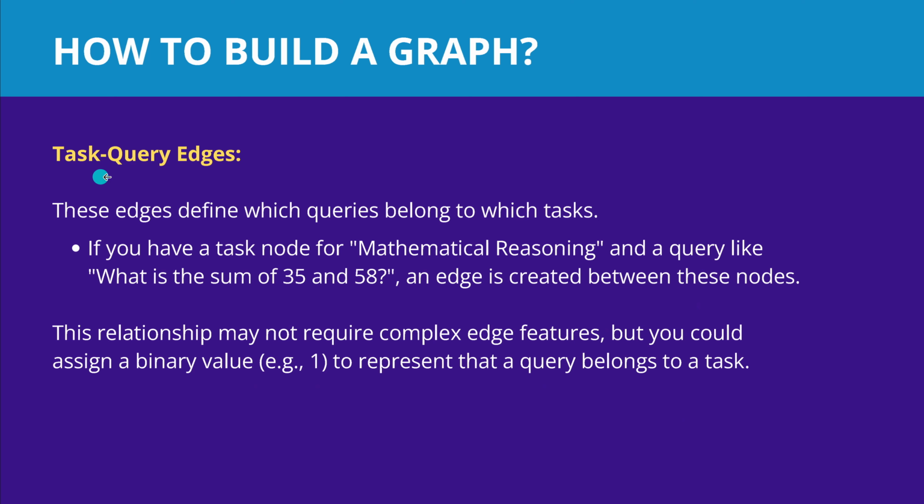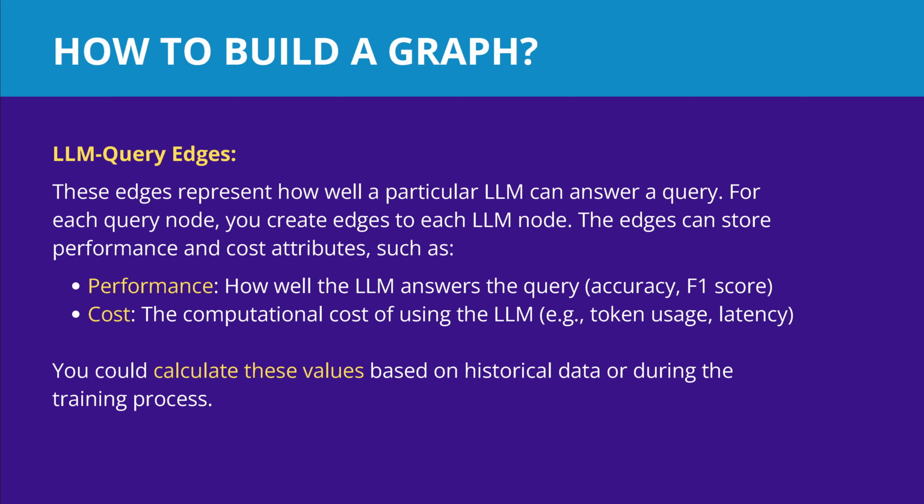As I told you, we have task query edges. So if you have a task node for mathematical reasoning and a specific user query like "what is the sum of 35 and 58?", then the edge is created exactly between those nodes in the training data. And there's no complex feature data; you could just assign a binary value to represent that a query belongs to this task. So you see, we can start really easy.